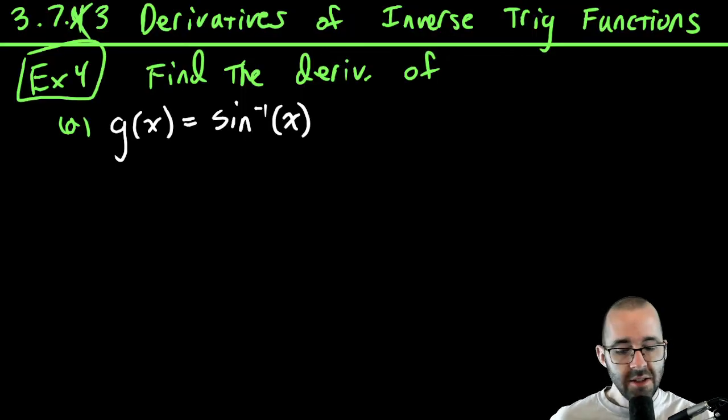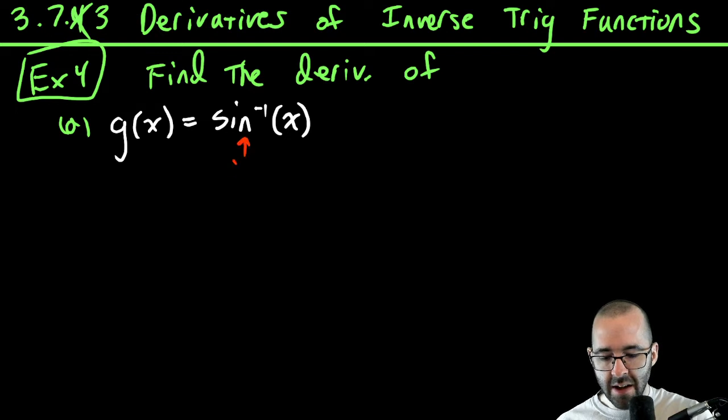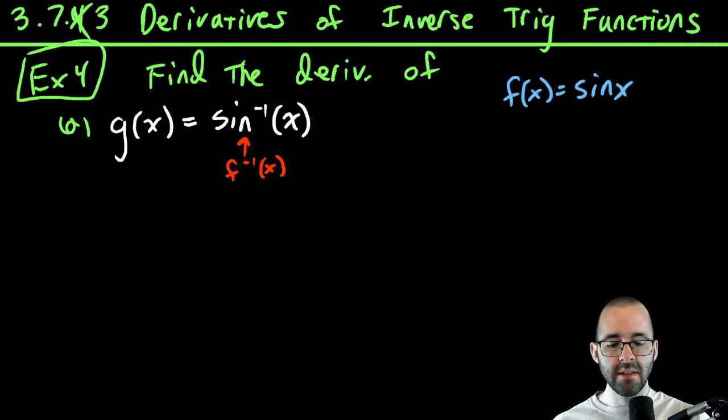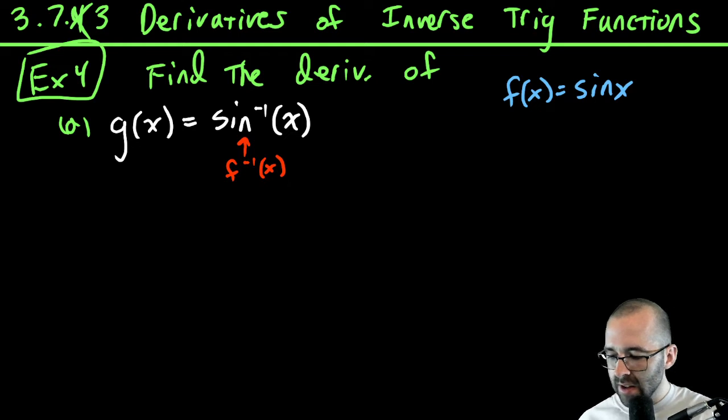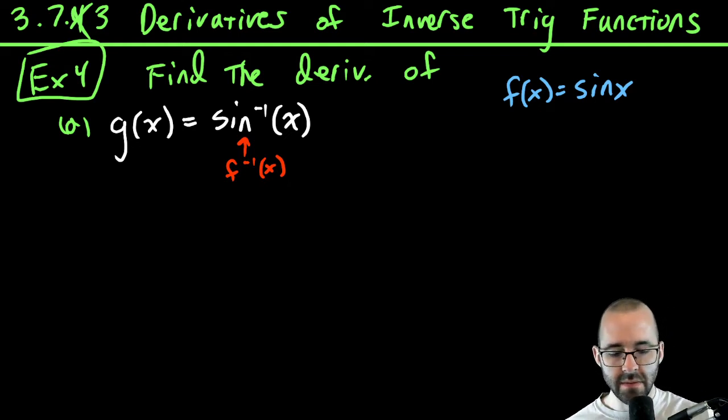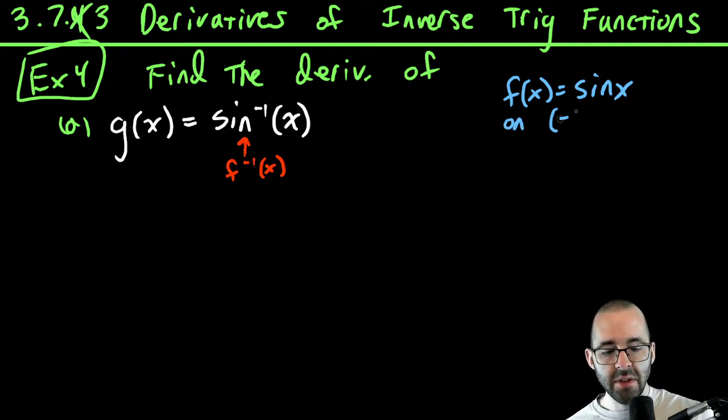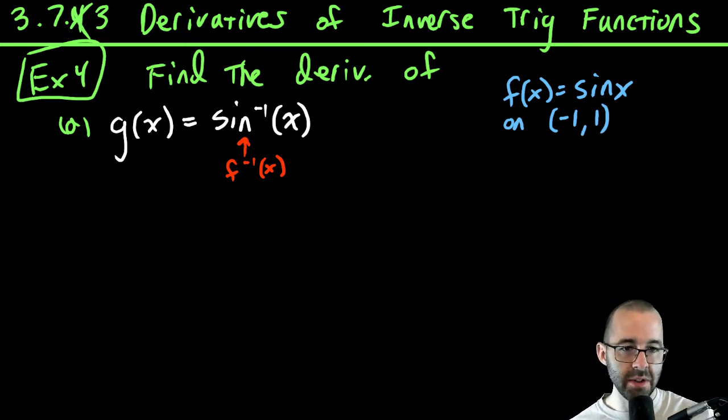So let's use the inverse function theorem. Let's call this f inverse of x. And let's say f of x is sine of x. Now, we need to be a little careful again with the domain. We're only looking on the interval from -1 to 1. And specifically, we're really only looking at the open interval from -1 to 1.